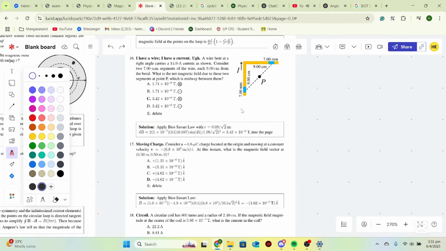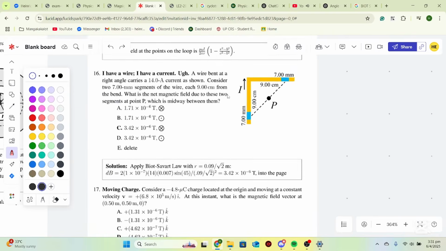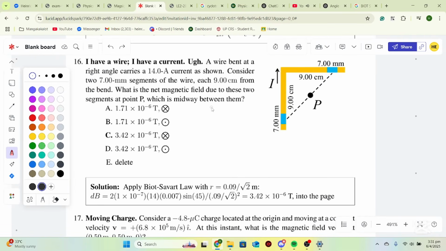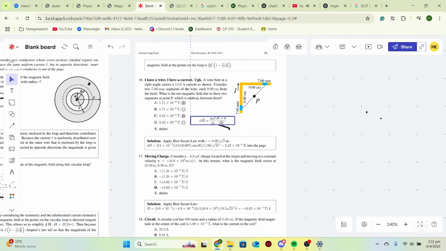For number 16, a wire bent at a right angle carries 14 amperes current as shown. Consider two 7 mm segments of the wire, each 9 cm from the bend. What is the net magnetic field due to these two segments? So we will be using this equation over here.